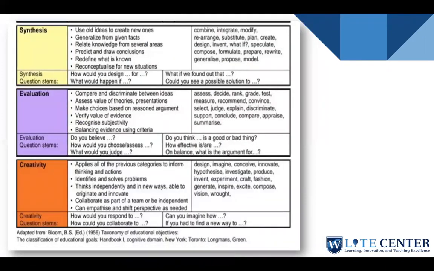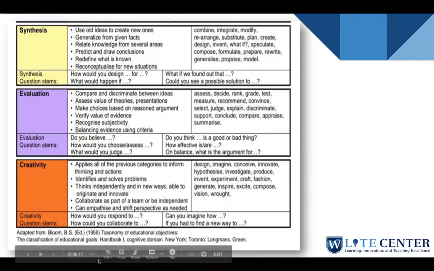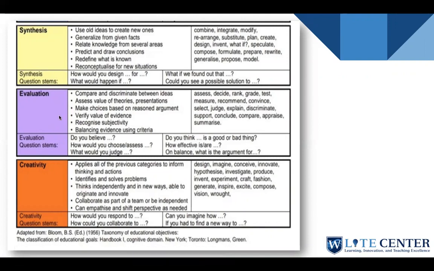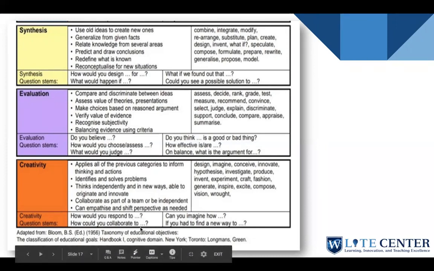And with the other three here, we have synthesis, evaluation, and creativity. Again, you can see as these different levels of Bloom's taxonomy are addressed, the corresponding question stems that come, and how these questions are all a little different. And so this might be something that you look at.